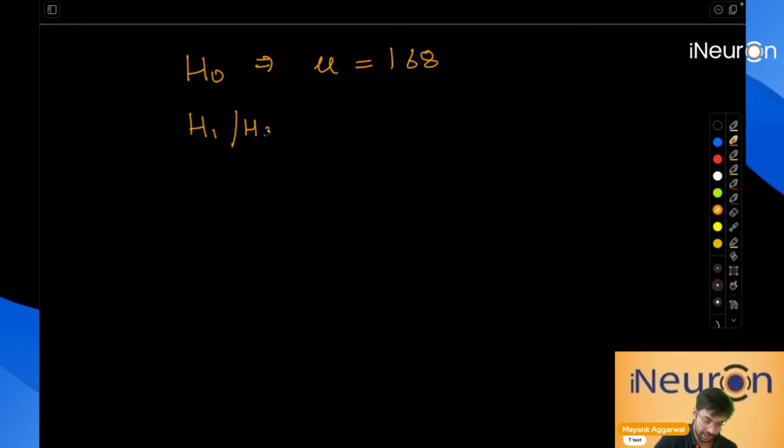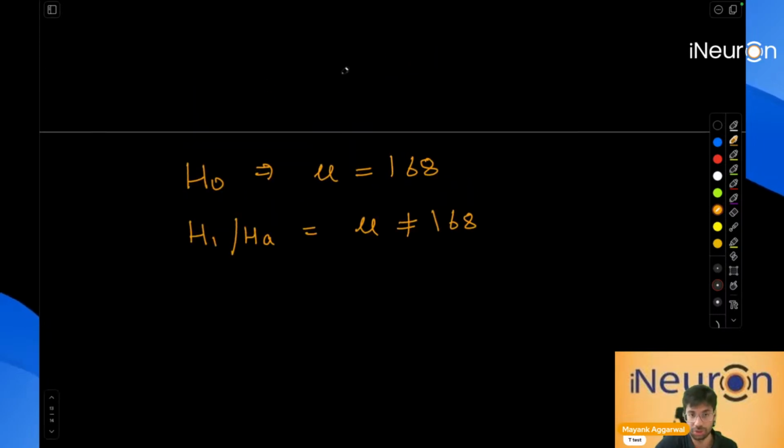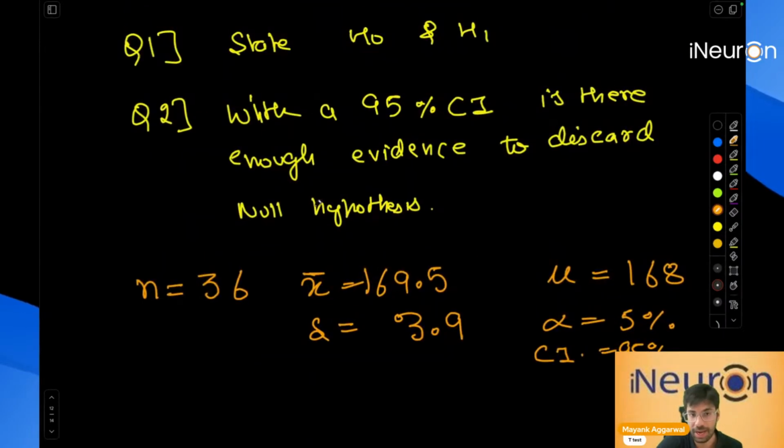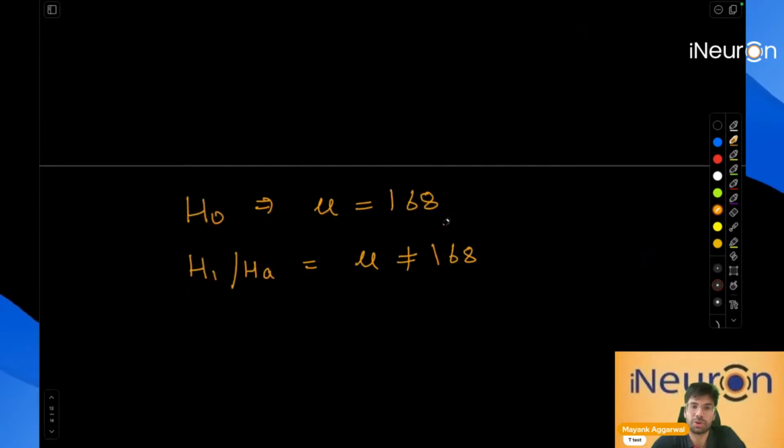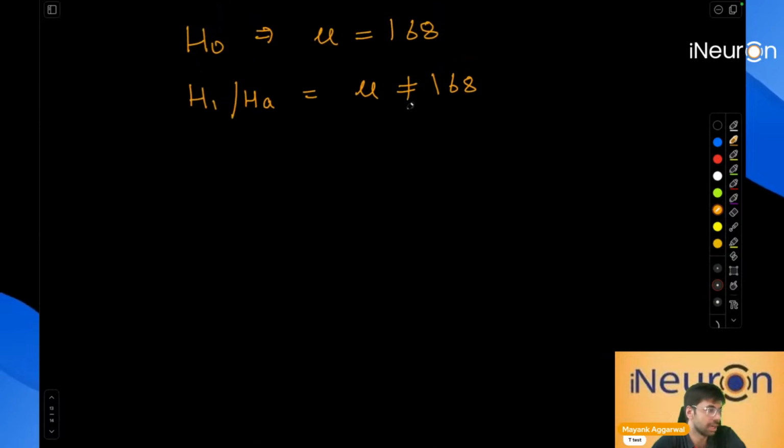H1 or HA is going to be mu is not equal to 168, right? Because the nutritionist's question was to discard the null hypothesis. The question was not whether it is greater or lesser than 168. So we just wanted to see if this is the weight or not, right, everyone? I hope that is clear, each and every one of you. Does anyone have any doubt here?